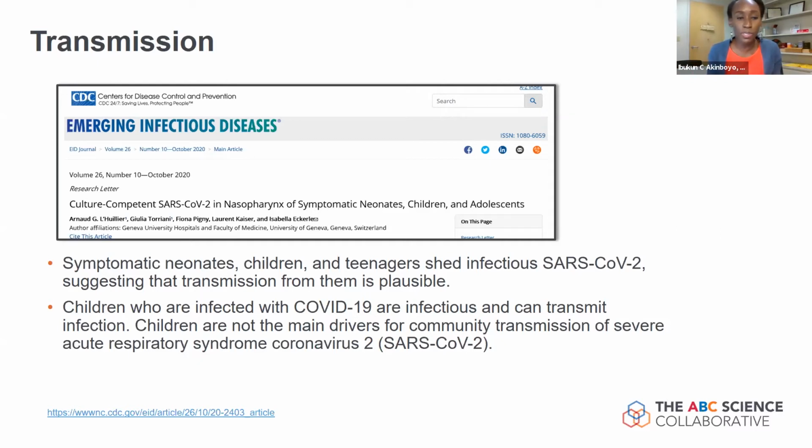What this summary paper is saying is that children, so symptomatic neonates within the first month of life, children and teenagers, they can get infected and they can shed infectious virus, so they can spread the infection. That's fact. However, even though we know that children who are infected are infectious and can spread, it doesn't seem to fit the model that children are the main drivers of community transmission. And what that means is when you look at who's been in contact with an infected child or look at places they've been, they don't seem to be the major super spreaders or the ones driving the infections in our communities. Next slide, please.